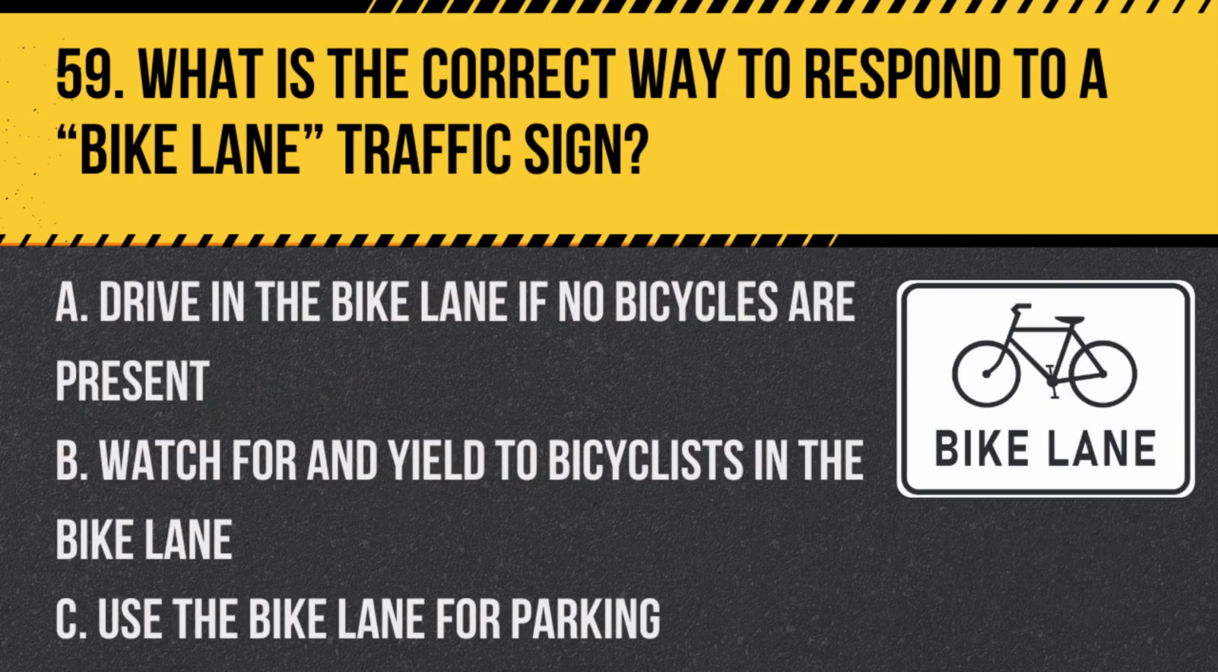Question 59. What is the correct way to respond to a bike lane traffic sign? A. Drive in the bike lane if no bicycles are present. B. Watch for and yield to bicyclists in the bike lane. C. Use the bike lane for parking. Answer: B. Watch for and yield to bicyclists in the bike lane. When you see a bike lane sign, be watchful of and yield to bicyclists using the lane.